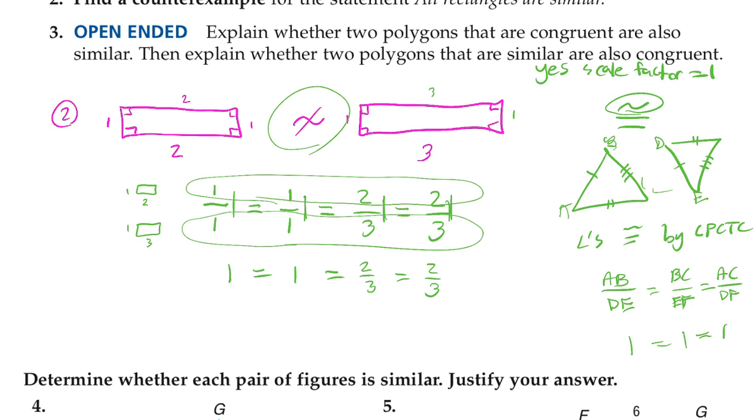And the scale factor is 1. That's all that's special. If the scale factor is anything else, like 1.5 or 1.1, then they're just similar. But if the scale factor is exactly 1 to 1, then not only are they the same shape, but they're also exactly the same size.